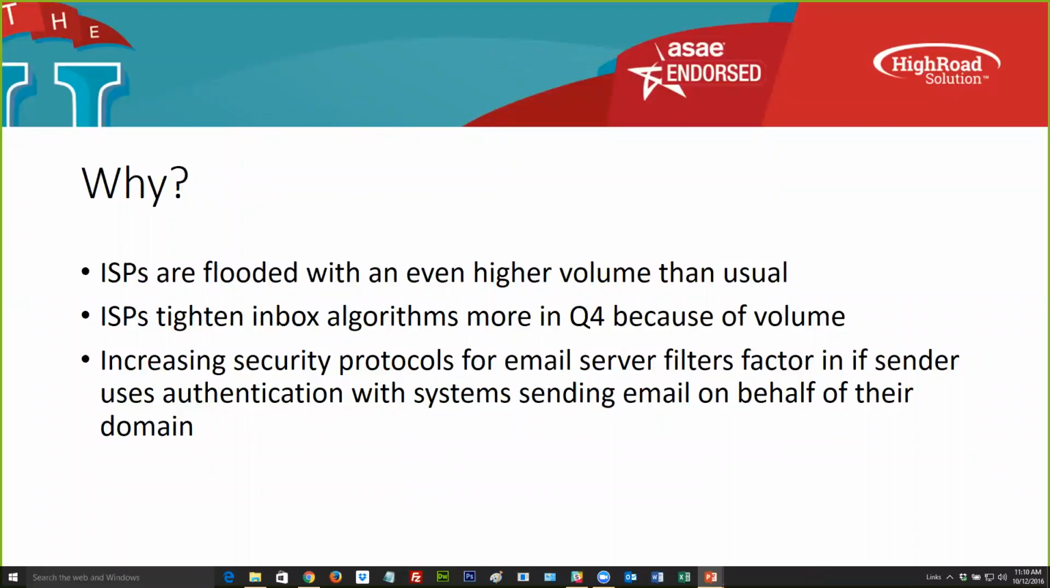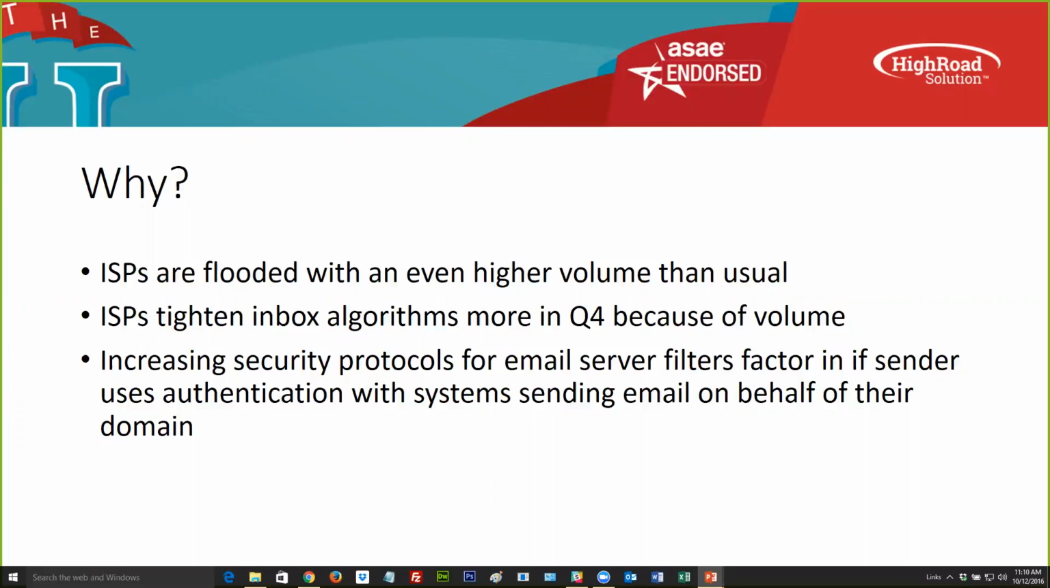Okay, why? Well, ISPs, frankly, are just flooded with higher email volumes, and their whole goal is to manage those email volumes hitting their customers. ISPs tighten the inbox algorithms more in Q4 because of that volume. So it's logical, right? They get more restrictive to try to keep their customers happy. Their customers are saying, hey, I'm getting way too many spam emails coming into my inbox, so you have some filtering going into place.